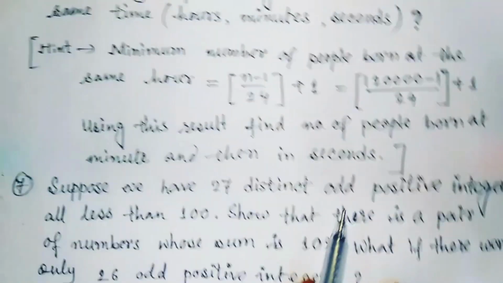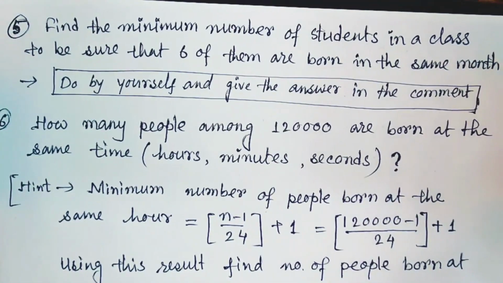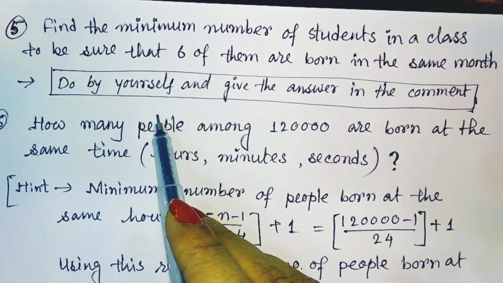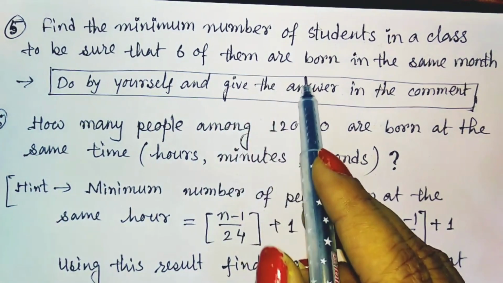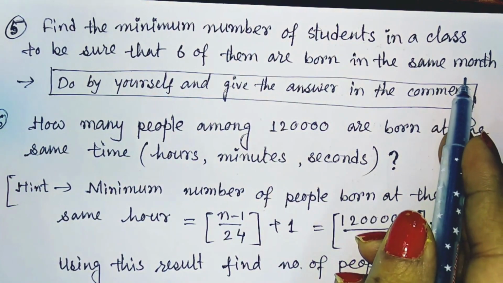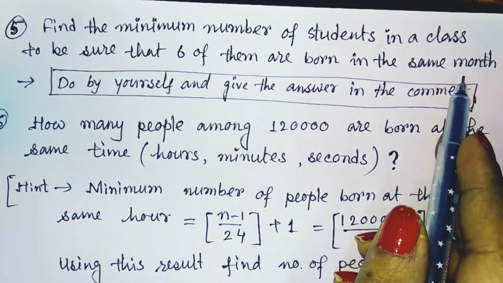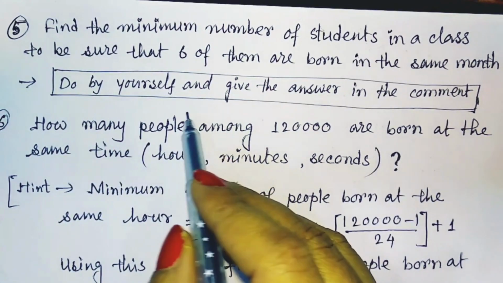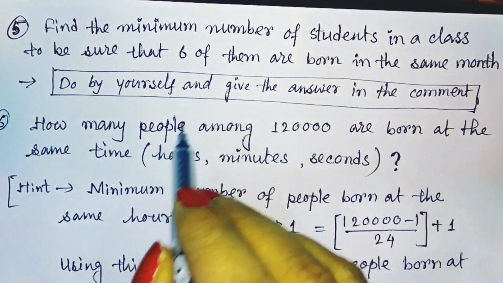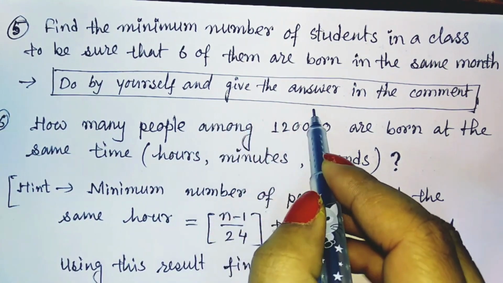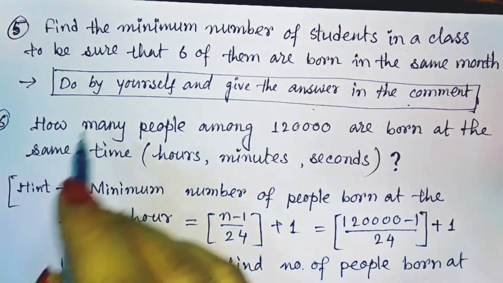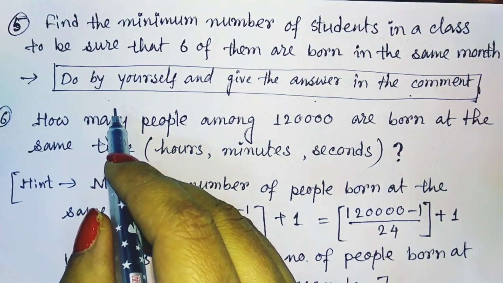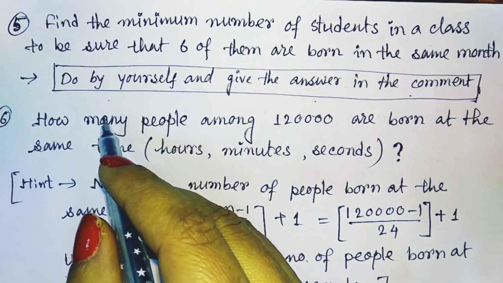Now the next question is: find the minimum number of students in a class to be sure that 6 of them are born in the same month. This is a similar problem to one we have already done. That's why this is a do-it-yourself question; write your answer in the comment box. So I'm not going to do this question. Not only this one, I'm giving you 2 more questions and I'm eagerly waiting for your answers.